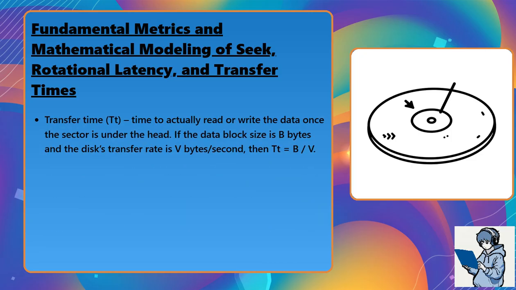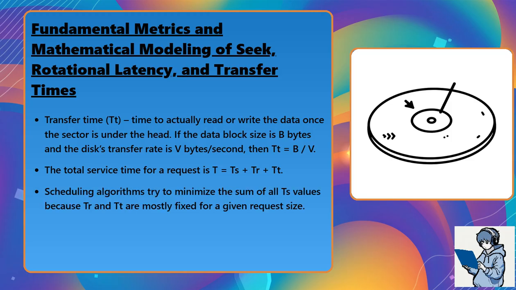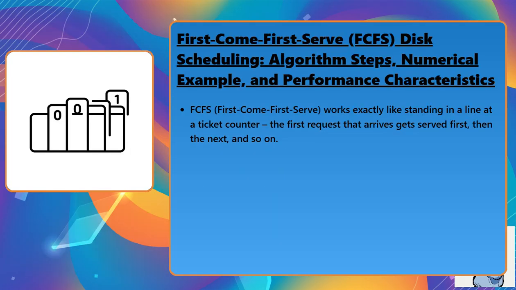Transfer time, abbreviated TT, is the time to actually read or write the data once the sector is under the head. If the data block size is B bytes and the disk's transfer rate is V bytes per second, then TT equals B divided by V. The total service time for a request is T equals TS plus TR plus TT. Scheduling algorithms try to minimize the sum of all TS values, because TR and TT are mostly fixed for a given request size.